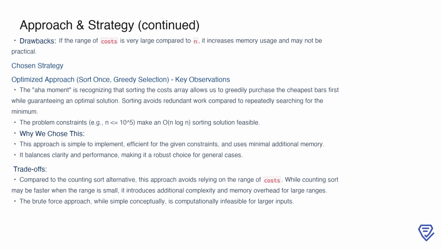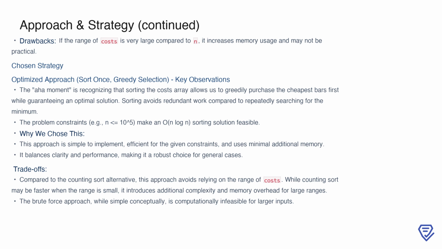This eliminates the need for a traditional sorting step, reducing the time complexity to O(n + k), where k represents the range of costs. While this approach is faster than sorting when the range is small, it has a drawback. If the range of costs is significantly larger than the number of bars, it can lead to high memory usage, making it impractical. After weighing the options, we chose the optimized greedy approach with sorting as our primary strategy.